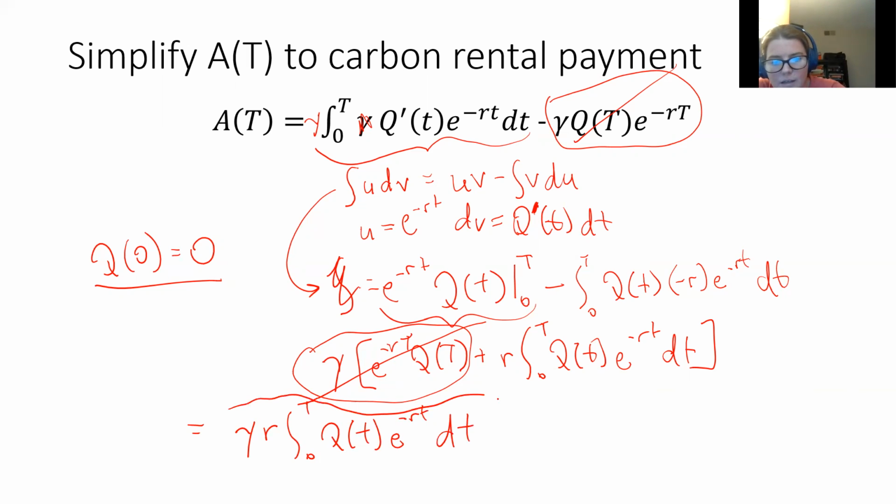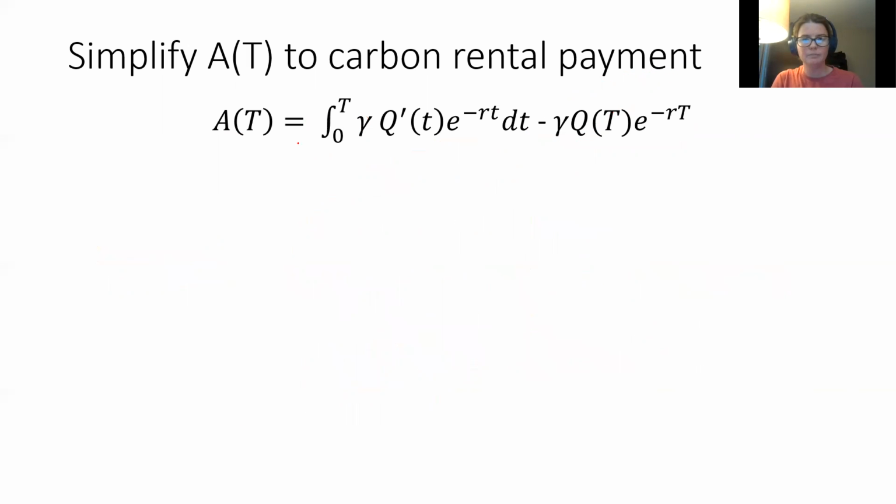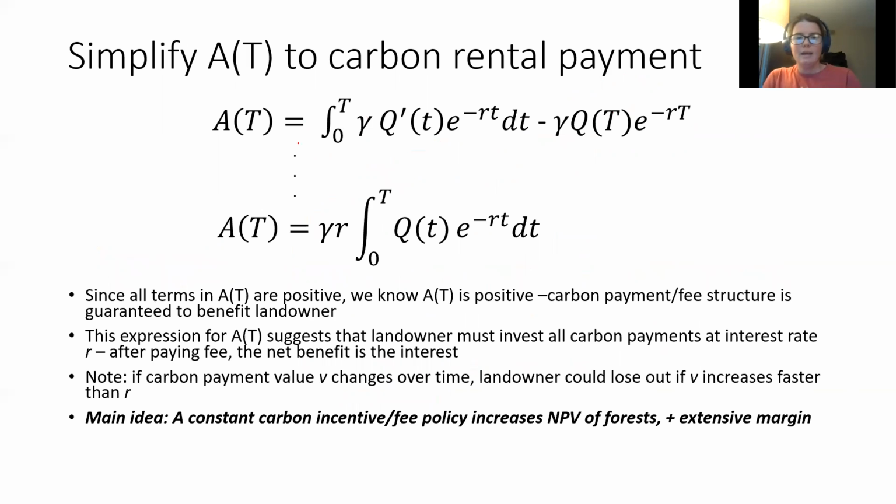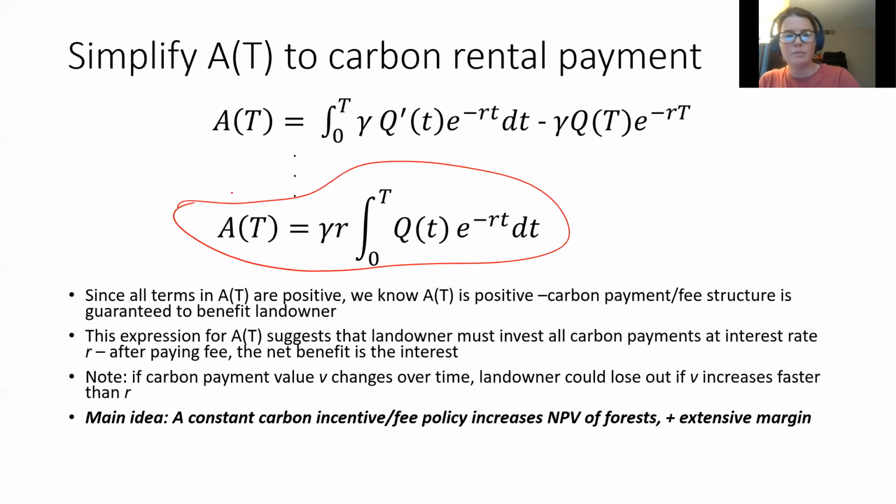Okay, so this is our simplified A cap t equation for our carbon payment and fee policy. This is the simplified equation that we just derived. Since all the terms in this equation are positive, we know that the net present value of the carbon payment and fee policy is positive to the landowner.